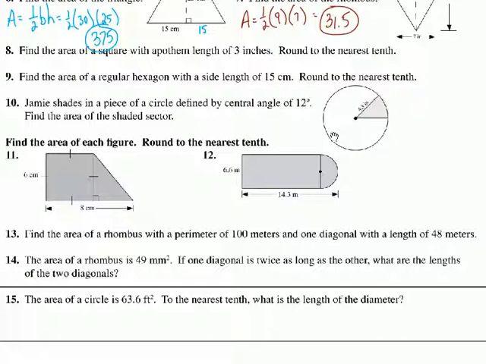Oh, look at this crazy thing. So many people had problems with this. I'm not sure why. Watch how easy this was. Number 8. It says, find the area of a square with the apothem length of 3 inches. Let's draw a square right here.